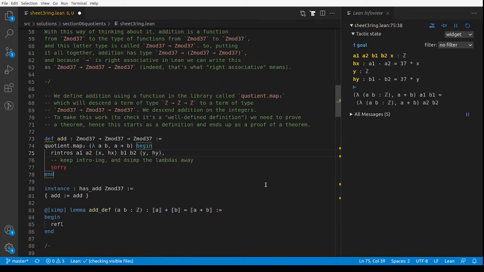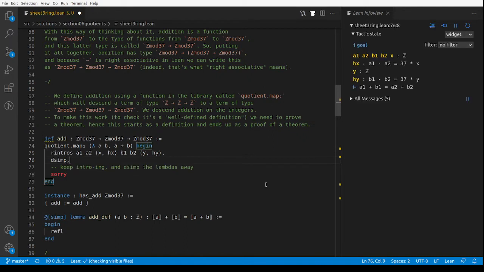And now what does this thing say? Aha! So now we've got to prove. So this is A1 is related to A2 and B1 is related to B2. We've got to prove that A1 plus B1 is related to A2 plus B2. This is a question about integers. So we're going to use X plus Y, right? So we don't need to descend. We can probably just use X plus Y.